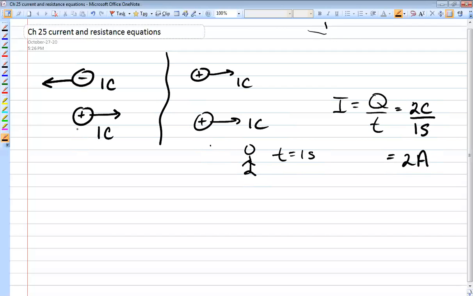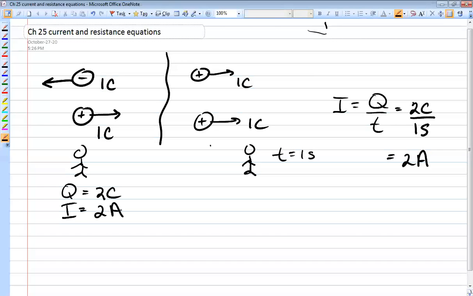Now, what is the situation on the left? If you're standing here watching this charge, how much charge is passing you per second? Is it 0? Is it 2? Is it 1? Well, it turns out it's 2. So the amount of charge here is still 2 coulombs, because a positive charge moving right is equivalent to a negative charge moving left. They do not cancel each other out. They actually add together. And so in this case, the current would also be 2 amperes.